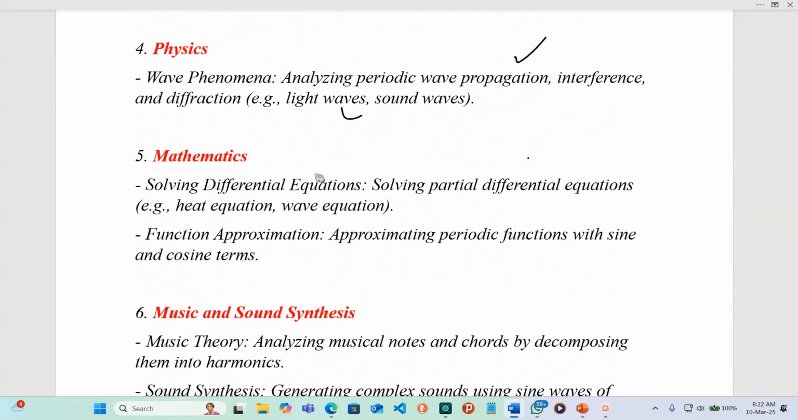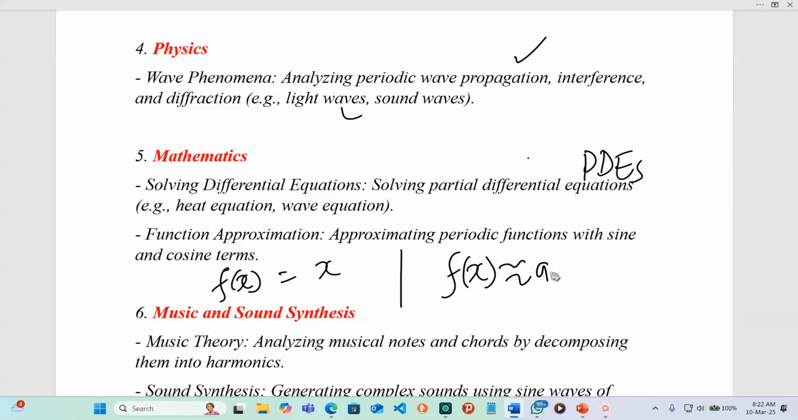In mathematics, we use it to solve partial differential equations. An example is the heat conduction equation and the wave propagation equation. Then function approximation. We said that we can express a function as a sum of sines and cosines. So that is basically function approximation. Because if you have f of x equal to x, then you can say f of x is approximately equal to a naught plus the sum from n equals 1 to infinity of a_n cosine n pi x out of L. That is if you talk about half-range Fourier series.